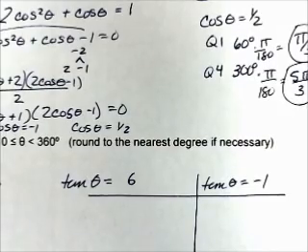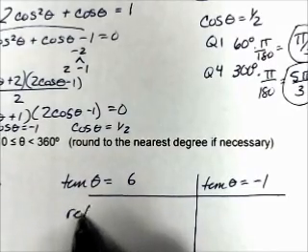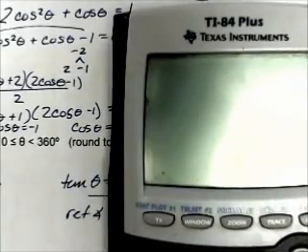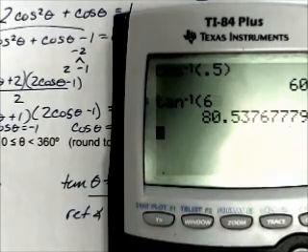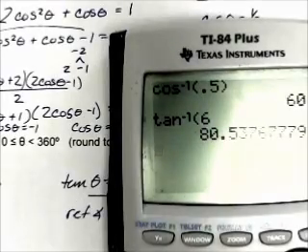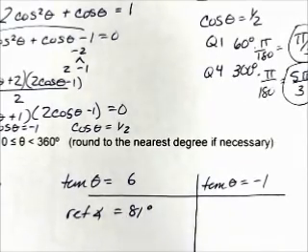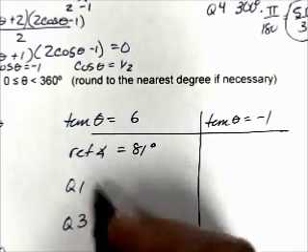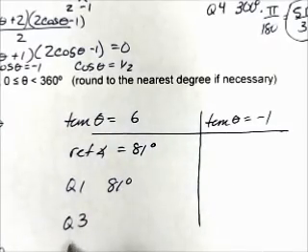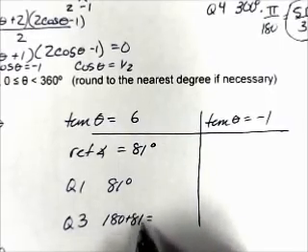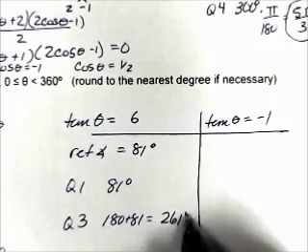Okay, we've got to get our reference angles. So we do second tan 6. The nearest degree, that would be 81 degrees. This is a positive value. Tangent is positive in quadrants 1 and 3. So quadrant 1, 81 degrees. Quadrant 3, that would be 180 plus 81, which is 261.